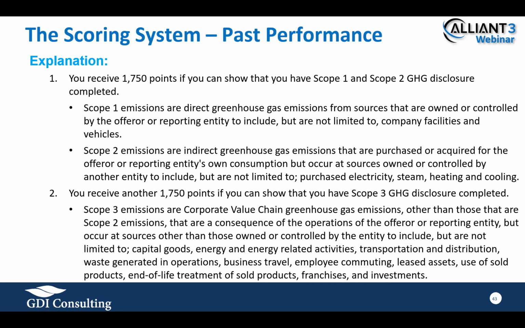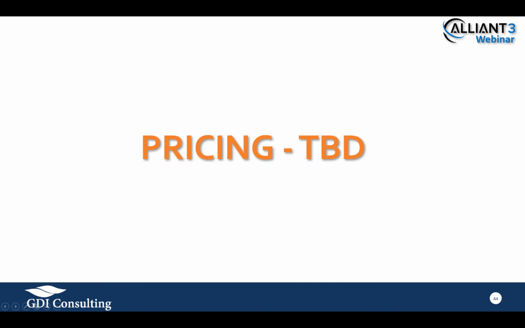Try to actually start, even if you don't have it, get these third parties to go through your system and get your GHG disclosures completed, either scope 1 and 2 or 3 as well, to have that 3,500 points when the RFP is out, and then you submit your proposal. So with that, we are finished with the scoring system.